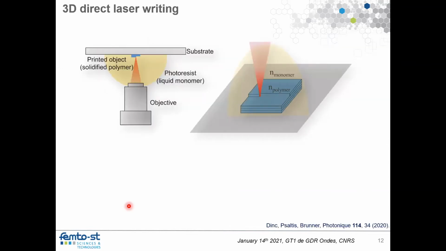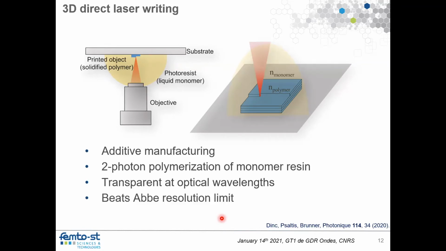So we have used 3D direct laser writing in order to implement such structures. In 3D direct laser writing, what you use is a photoresist, which is a liquid monomer. You use a femtosecond laser to tightly focus the light within this volume. And then essentially by high energy pulses, what you do is a transformation of the monomers into chains of polymers. And these polymers are then developed and form a solid structure, while the liquid photoresist we can easily wash away. So this is additive manufacturing.